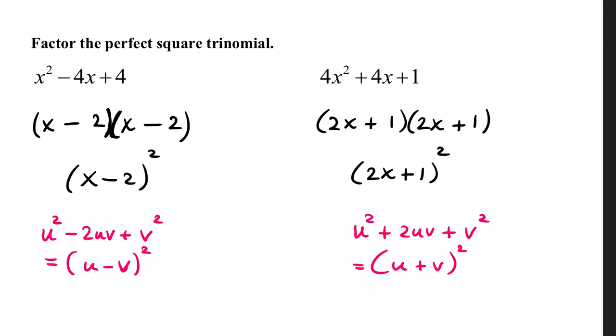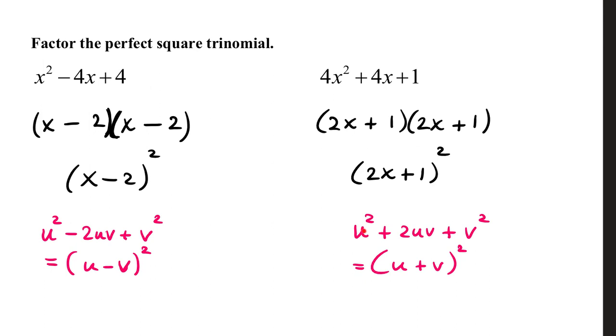In the example to your right, same situation. 4x squared is a perfect square, and its square roots to 2x. 1 is a perfect square, and its square roots to 1. 1 times 2x doubled, that's what this 2UV in the middle is, 4x. So it does follow a pattern. You just have to be careful getting it to line up.